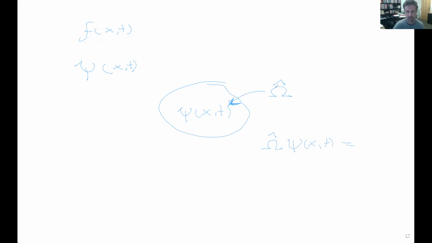So if I'm operating on this function with a position operator, then the answer has to do with the position of the electron. If this operator is a momentum operator and it operates on the wave function, then the answer that I'm getting has something to do with the momentum of the electron. And the same for energy. If this is the energy operator, then this operation here will tell me something about the energy of the particle.